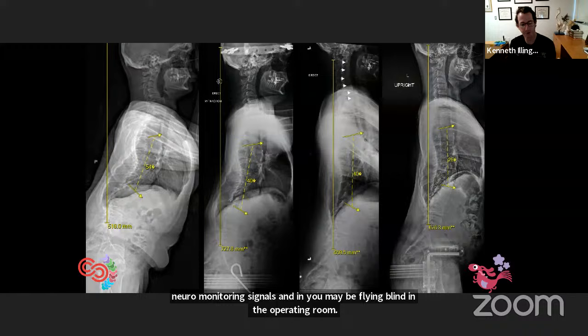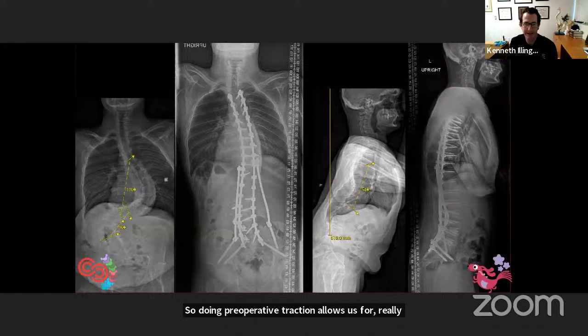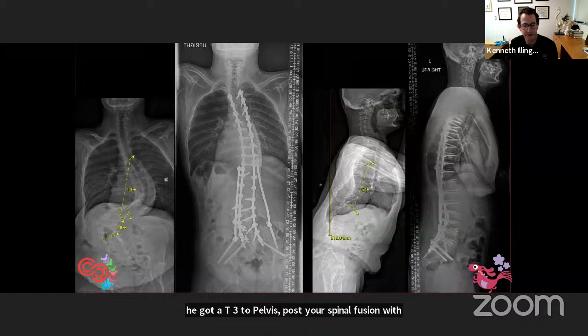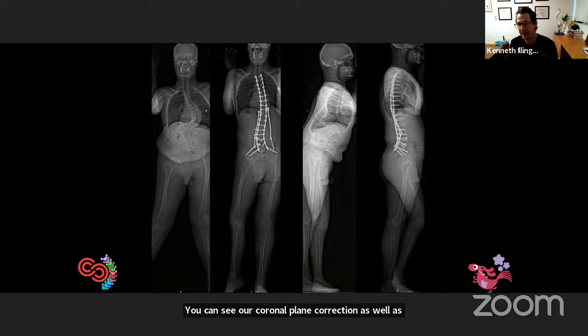Here are his postoperative x-rays. Again, he got a T3 to pelvis posterior spinal fusion with some interbodies at the lumbosacral junction and lower lumbar spine. You can see our coronal plane correction, as well as our sagittal plane correction. Here's his whole body EOS, again demonstrating his deformity correction. He still has his cervical kyphosis that hopefully won't cause him a lot of issues in the future, but all in all, an amazing correction.